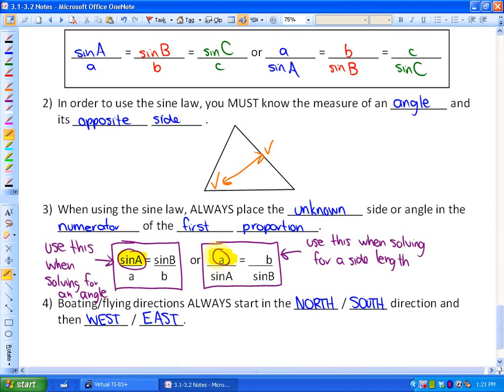If we're solving for a side length, we'd use this version and put the unknown right here. And key idea 4, boating or flying directions always start in the north or south direction, and then they travel east or west from there.